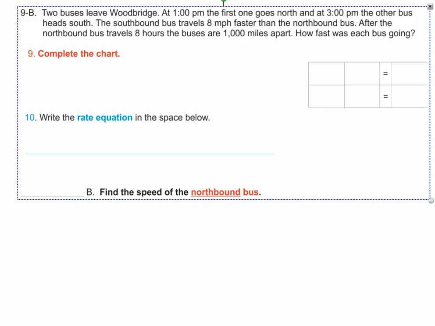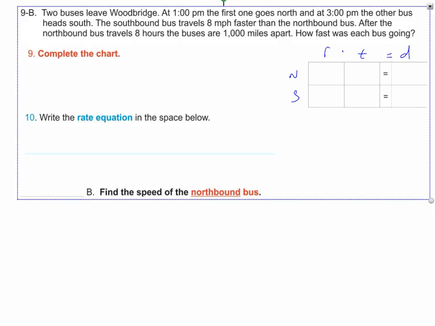9 through the bonus. Again, all I did was give you the skeleton of the chart on this one. Hopefully you put the formula up top. Rate times time equals distance. Now we got to figure out what we're going to label these things with. Two buses leave Woodbridge at 1 p.m., the first goes north, so I put north. The second goes south, I put south. You didn't have to do it that way.